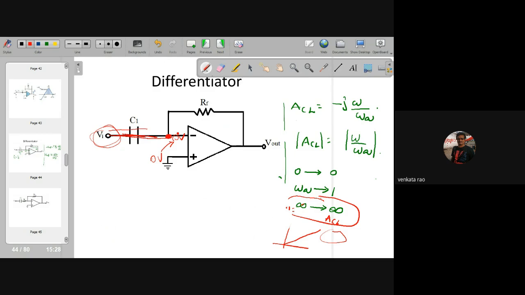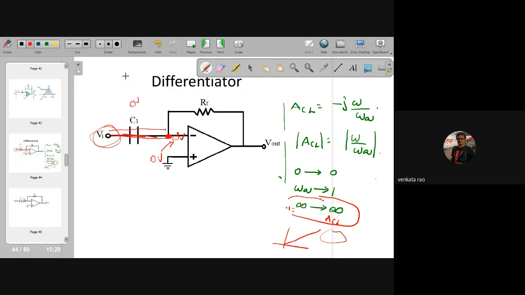Input voltage shorted to 0 volts. So input voltage became 0 volts, so at output you get 0. So that is the problem here. Even though you are applying input, it is not recognized by your op-amp at high frequencies.